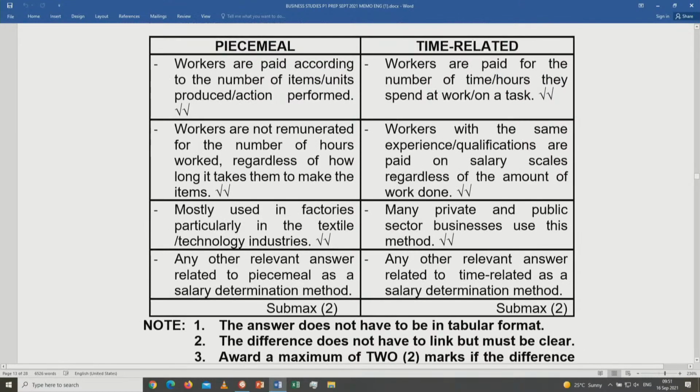But when you teach your learners, it's recommended that you advise them to use a table, because a table makes it easier, and a table simplifies even work for the marker. It becomes easier. But it does not mean if the responses are not put in a tabular format, learners will not be awarded marks accordingly. So that's what that note is all about.